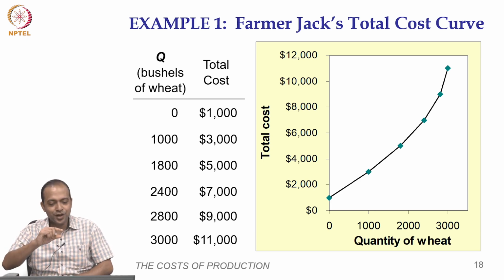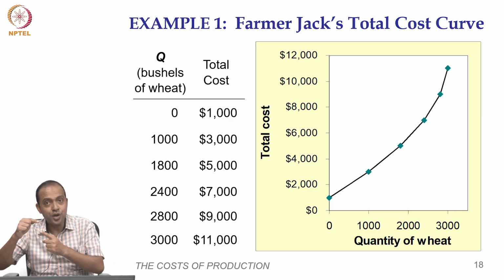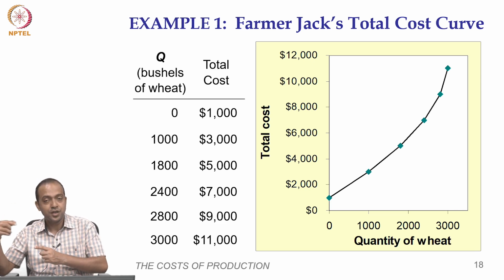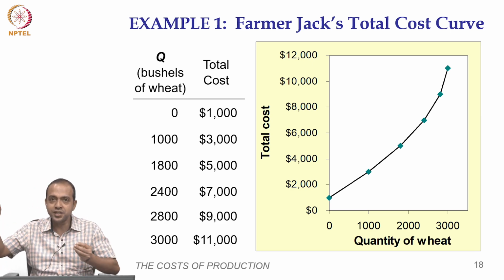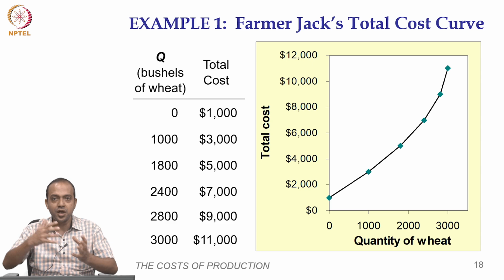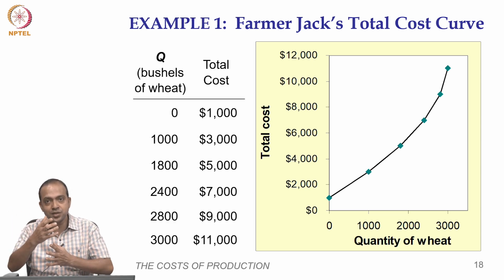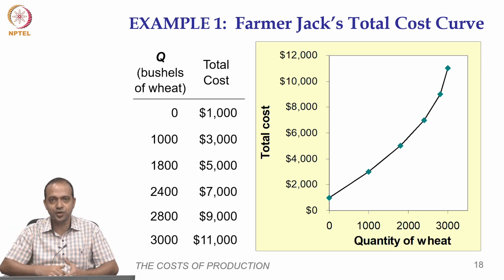So, that is why total cost is increasing as you keep on producing more and more output, because more labor is required, because labor will show diminishing marginal product, diminishing return. So, diminishing marginal product means if you keep on increasing the size of your production, you need to hire more and more labor, and that is explaining the shape of the total cost curve.